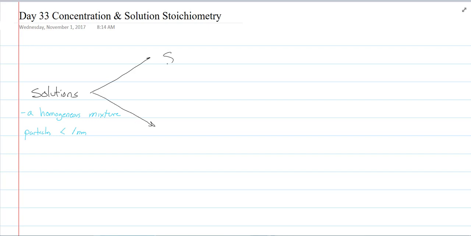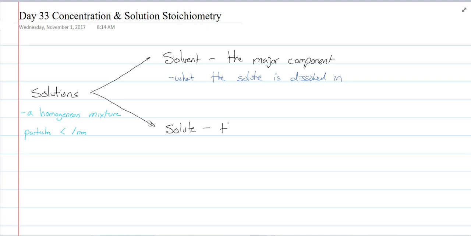You're going to have the solvent, which is the major component, and this is what the solute is dissolved in. It does the dissolving. Then there is the solute, which is the minor component. And then this is what gets dissolved.